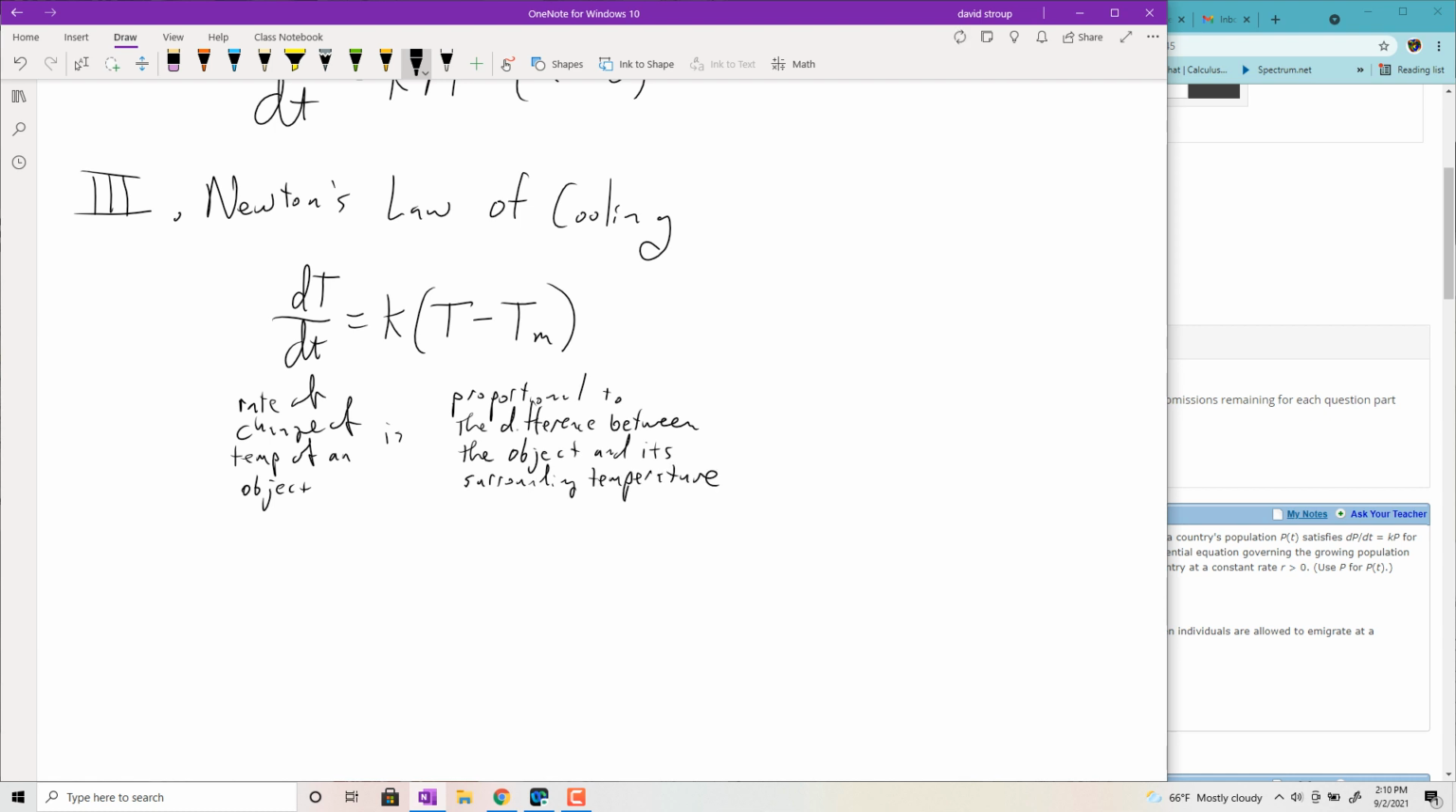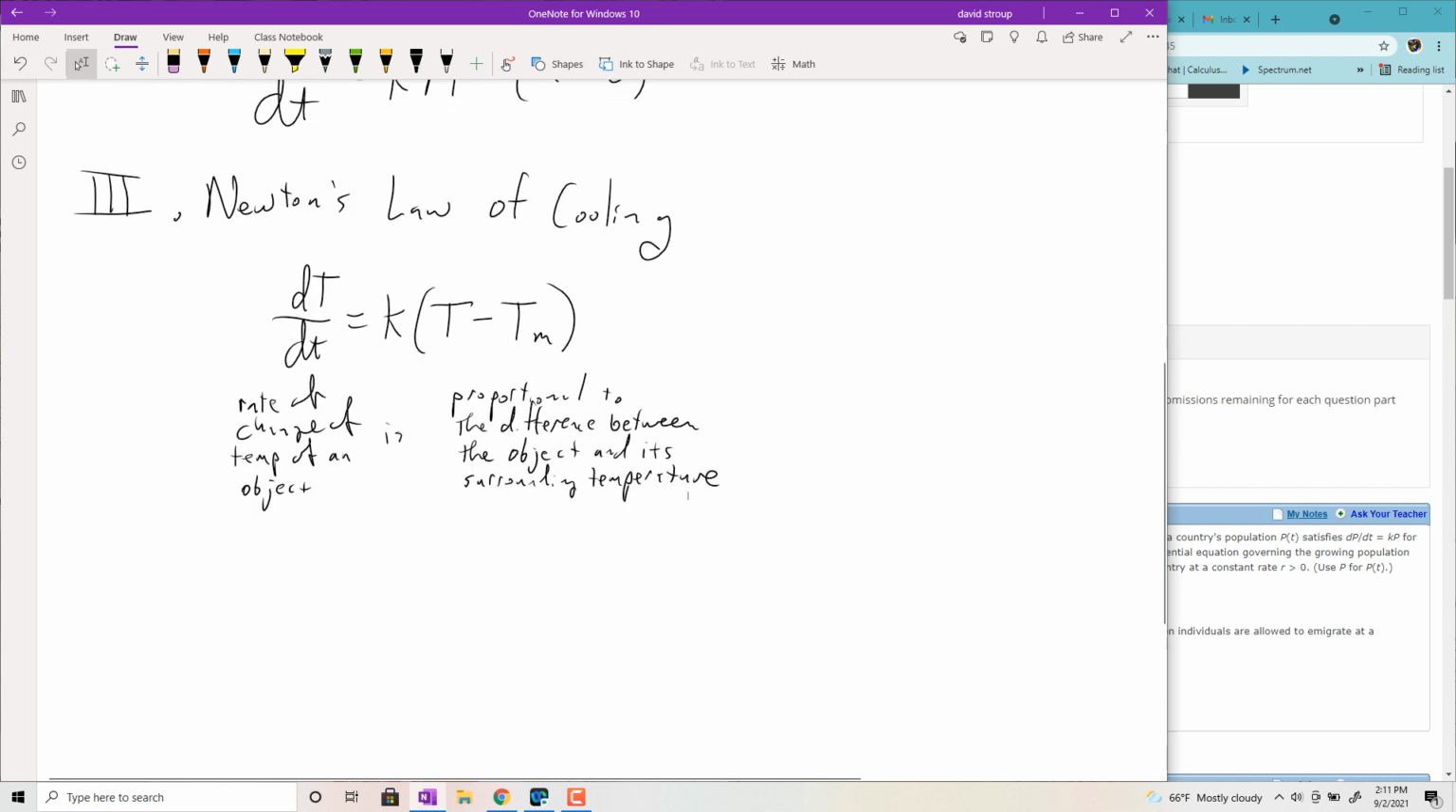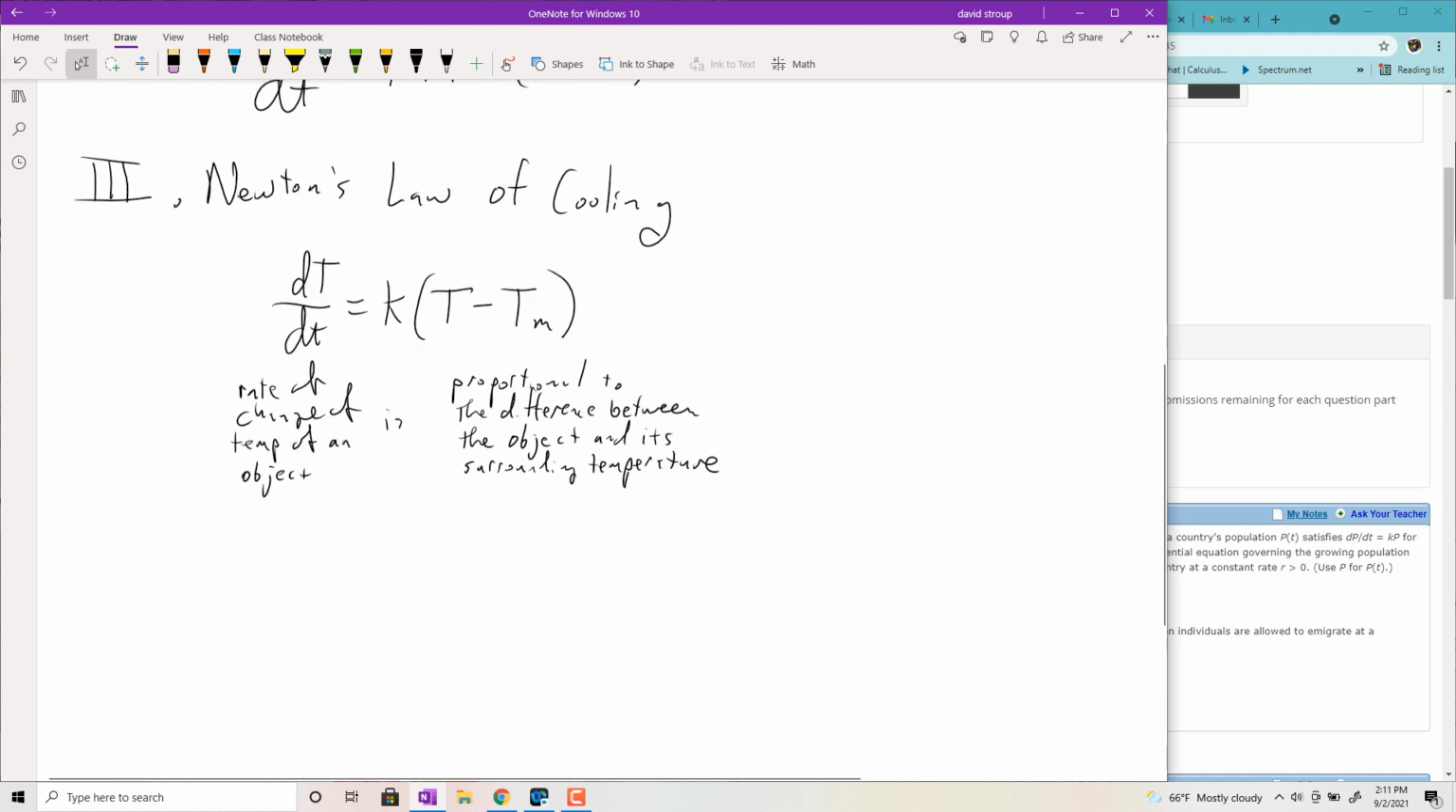Okay, and if you look at this differential equation, it's actually not much different than the radioactive decay and the population growth equations. Just it seems you have an extra term, and when you solve these, you will see that they kind of have the same solution, kind of.